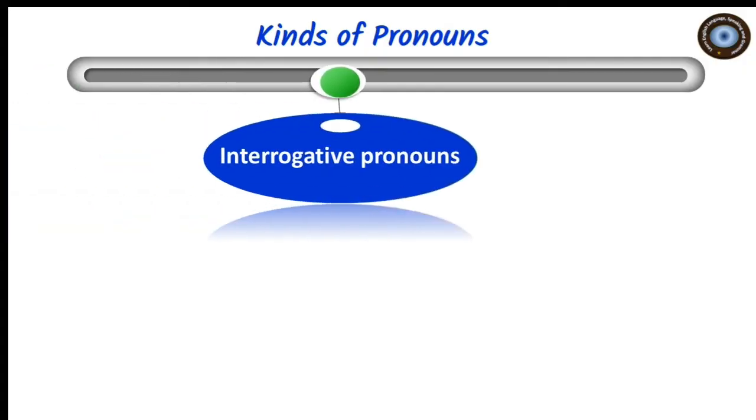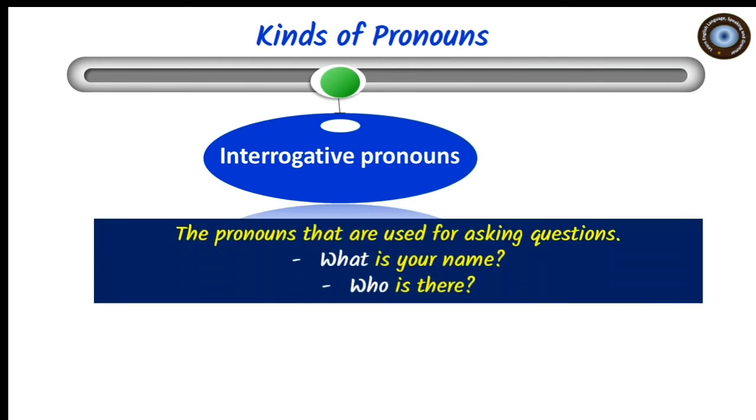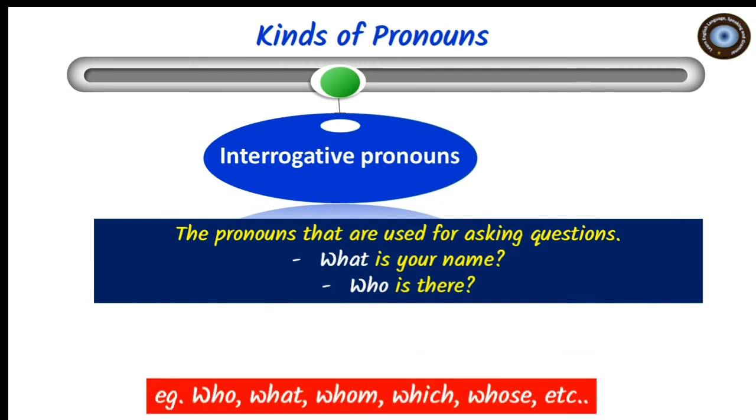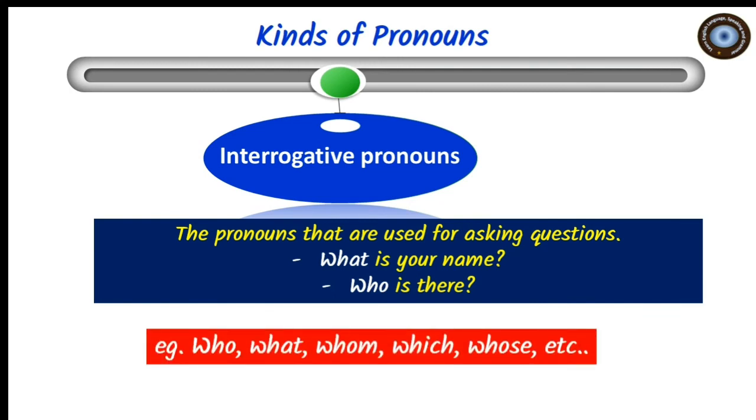Interrogative pronouns are another kind of pronouns. They are the pronouns that are used for asking questions. For example, what is your name? Who is there? Here what and who are examples of interrogative pronouns. So who, what, whom, which, whose, etc. are the examples of interrogative pronouns.